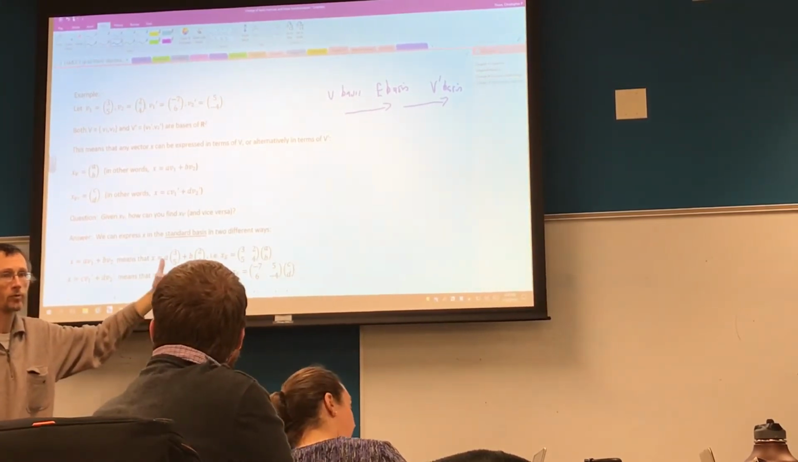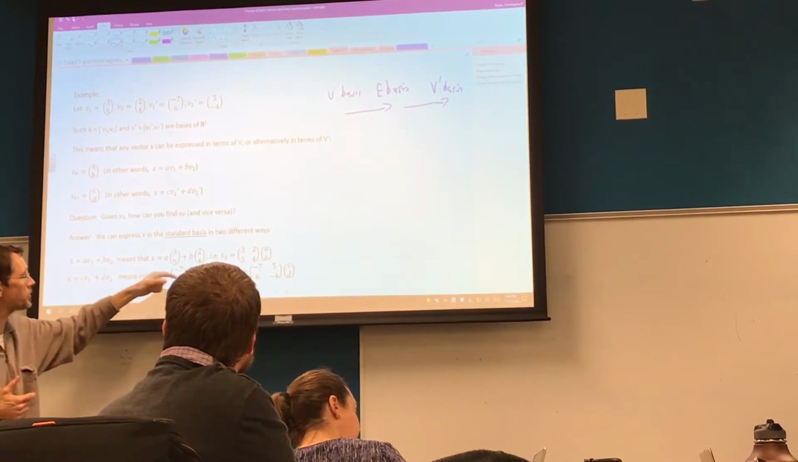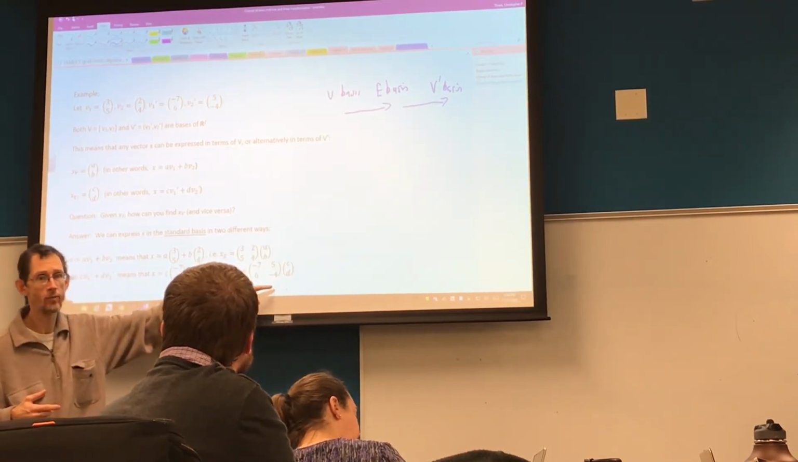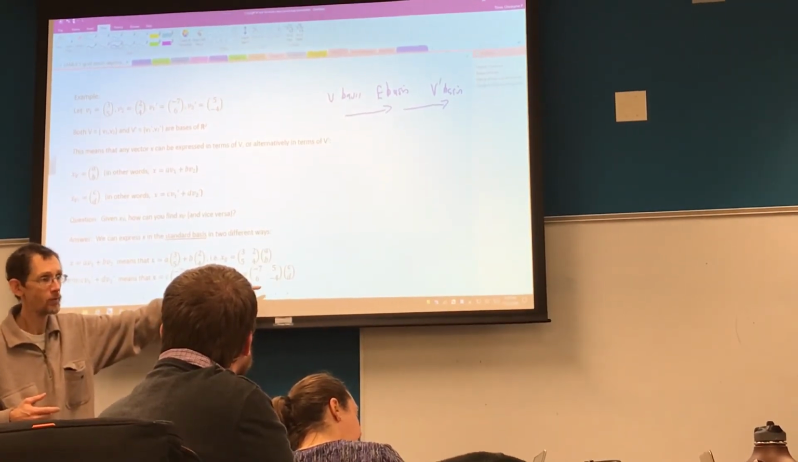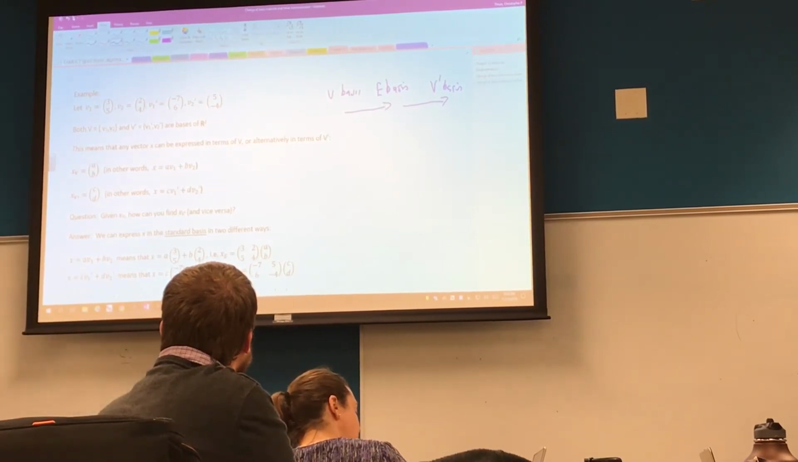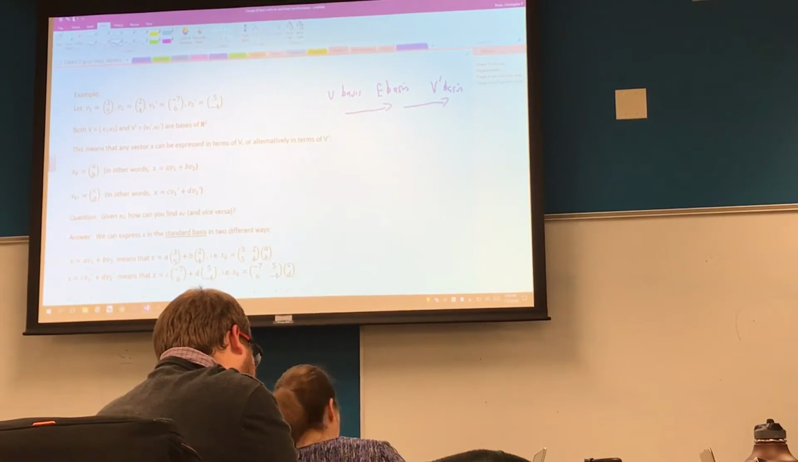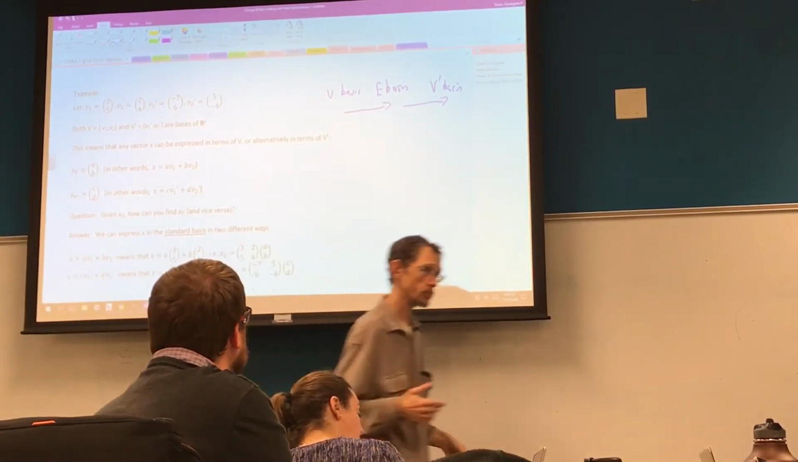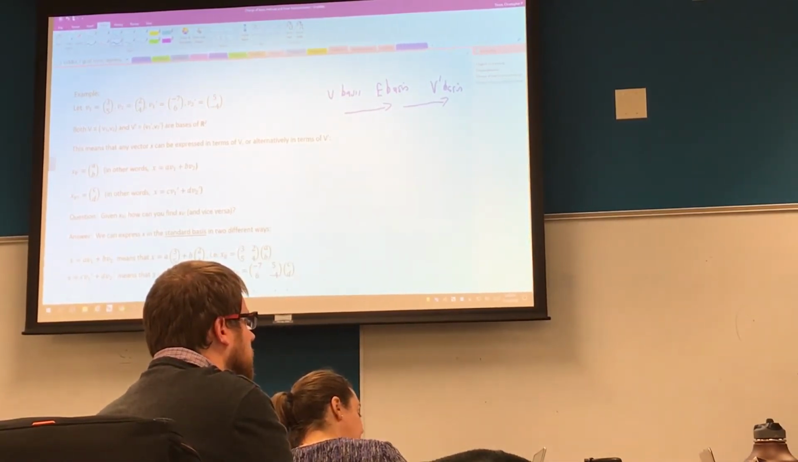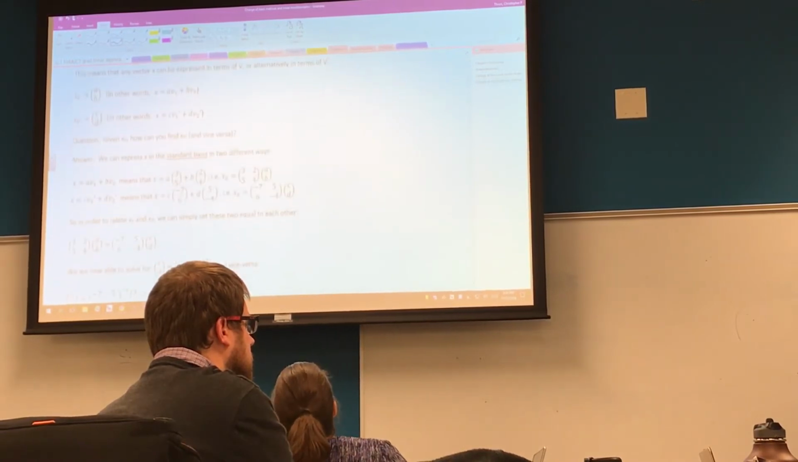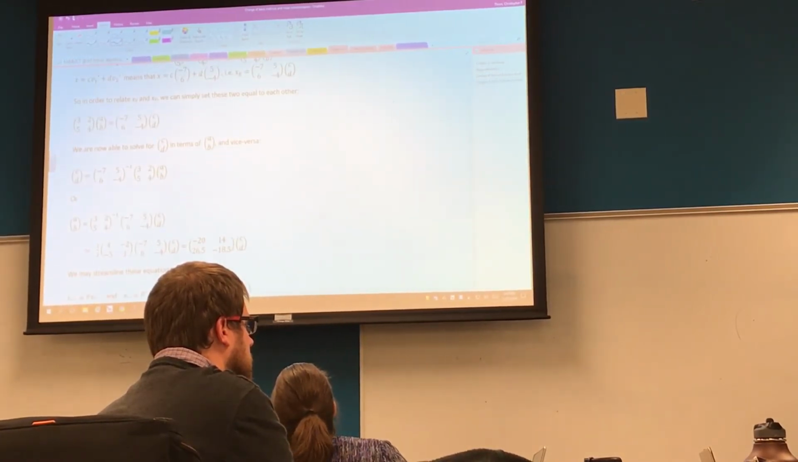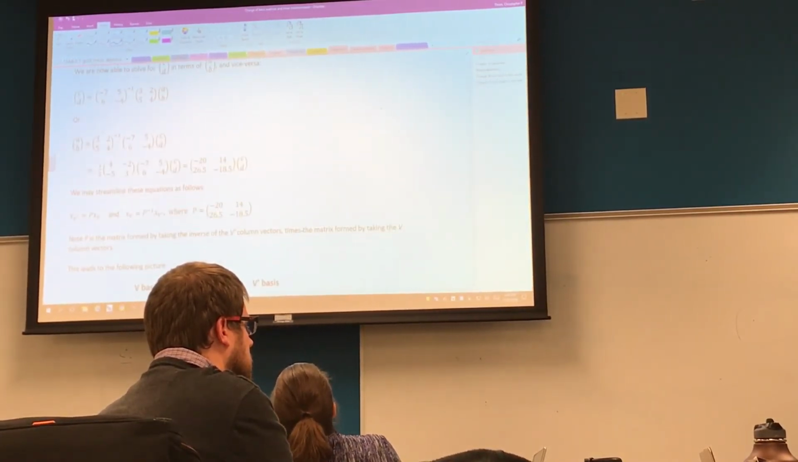So I set them equal. And what that will allow me to do is translate from AB to CD. If I set them equal and I solve for CD in terms of AB, then I'm done. Okay? So that's what I got here. So I just solved it, and that's what I got.